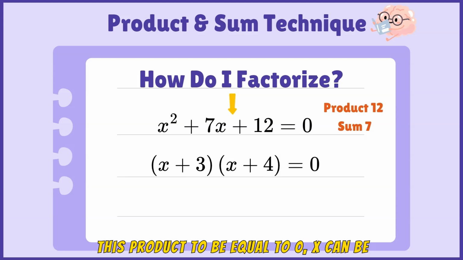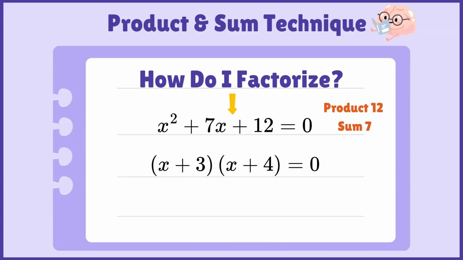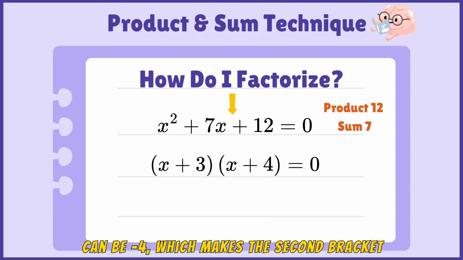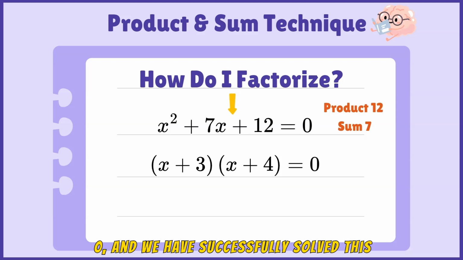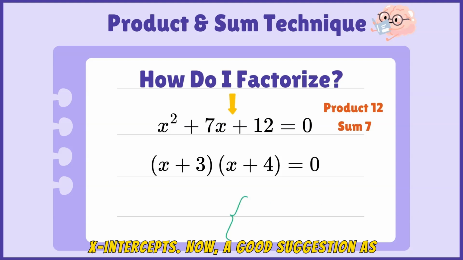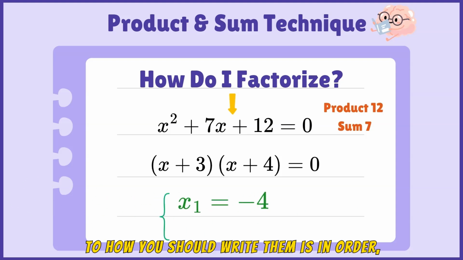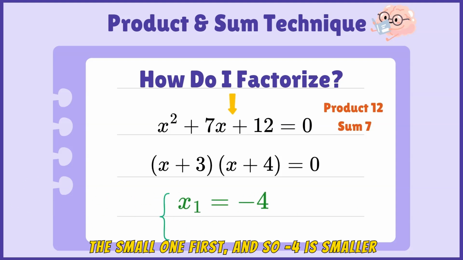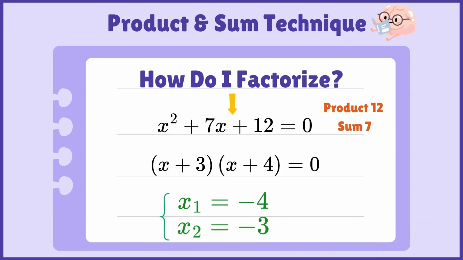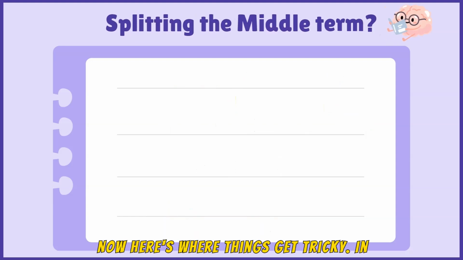Since we want this product to be equal to 0, x can be -3, which makes the first bracket 0, or x can be -4, which makes the second bracket 0, and we have successfully solved this quadratic equation, finding the 2 x-intercepts. Now, as a good suggestion as to how you should write them, put them in order, the small one first, and so -4 is smaller than -3, so we're going to write x1 as -4 and x2 as -3. Now here's where things get tricky.